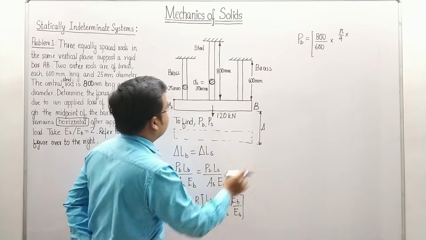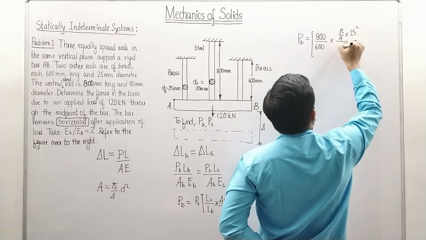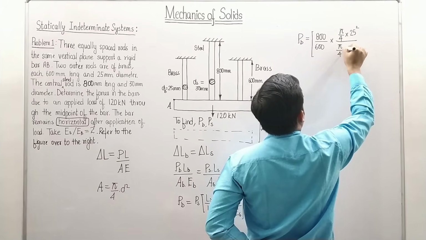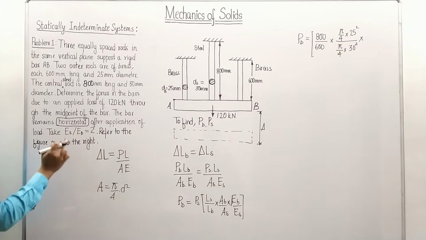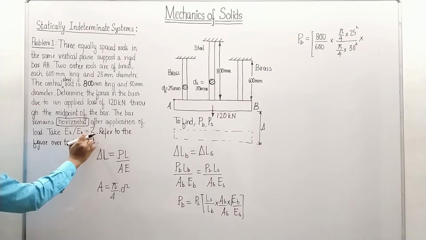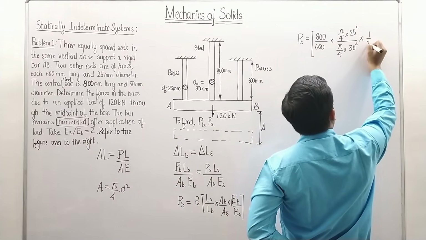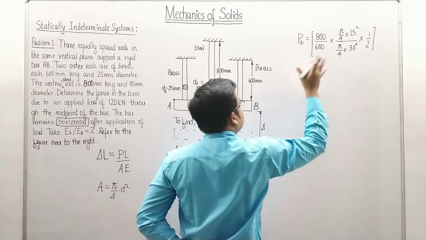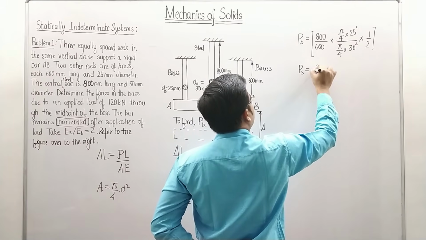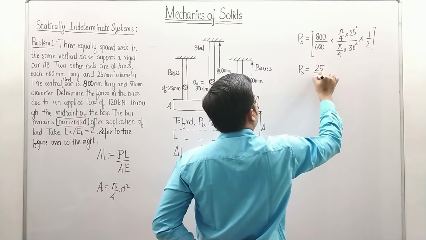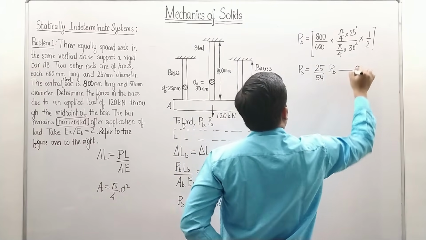What's d? D for brass is how much? 25. So you need to punch in 25 square, and this is going to be pi by 4 into, for steel it is 30 square, multiplied by finally EB over ES. We have a relationship: ES over EB is equal to 2. So the reciprocal, EB over ES, will be 1 by 2. On solving this, punch this into a calculator and you will have a relationship like this. PS is equal to 25 by 54 PB. And let's say this is our equation number 1.